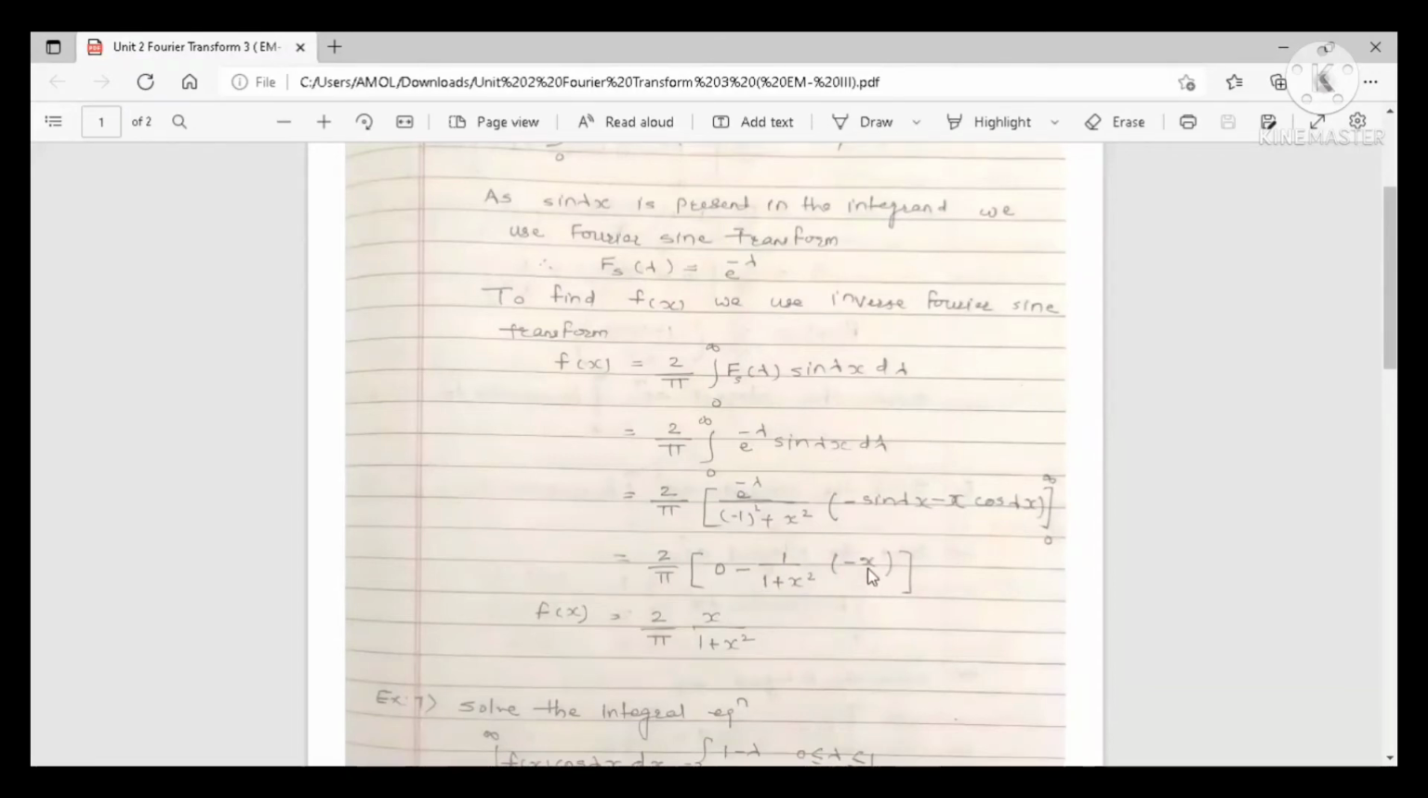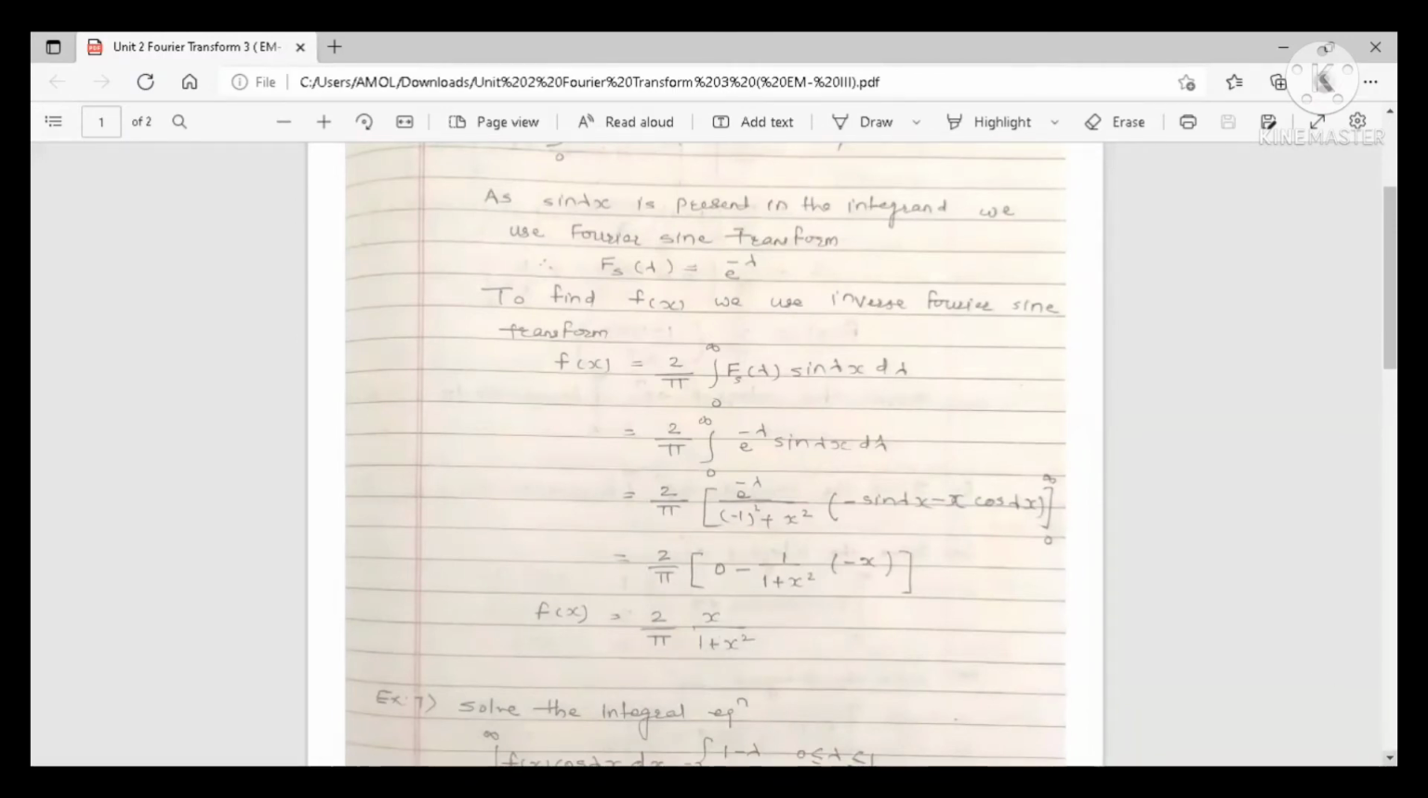Now inside the bracket, we are putting lambda equal to 0. Sin 0 is 0, so this first term is 0. Minus x into cos 0. Cos 0 is 1, so minus x in bracket. So this minus and this minus sign get plus. And so f of x is equal to 2 upon pi into x upon 1 plus x square. This is your answer, the solution of the integral equation.